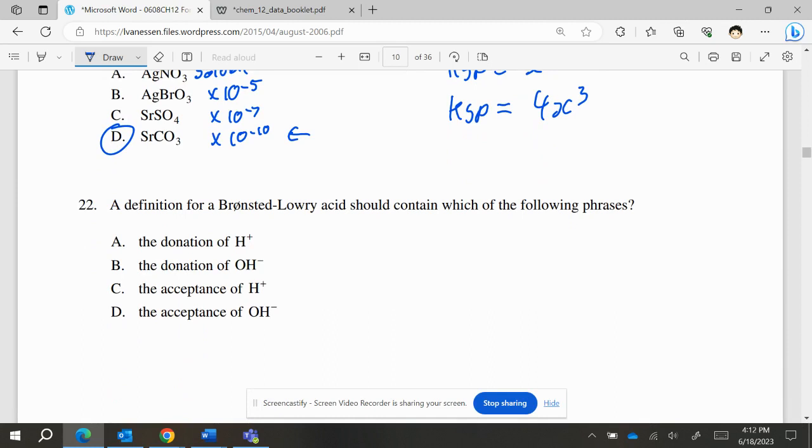Number 22, the definition of a Bronsted-Lowry acid should contain which of the following? So Bronsted-Lowry acids donate hydrogen ions. So it's just a definition question, okay? This one's just wrong, and this one's just wrong too. The acceptance of a hydrogen ion or a proton is a base. So yeah.